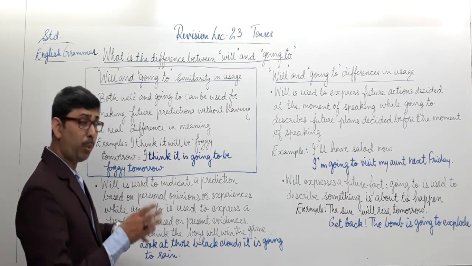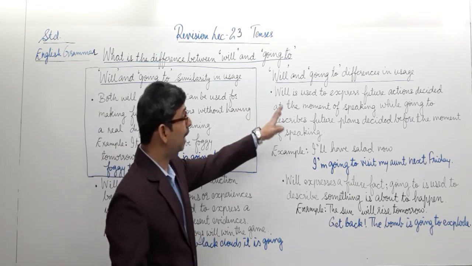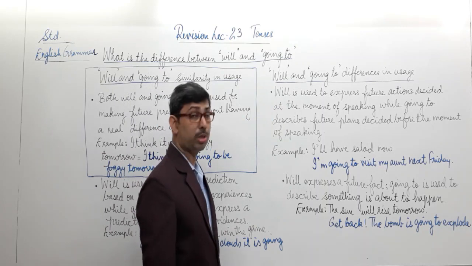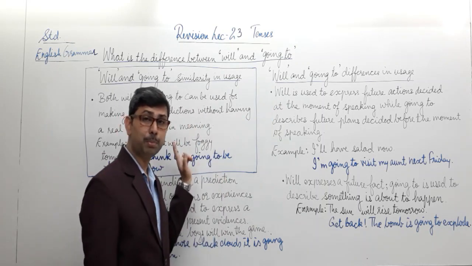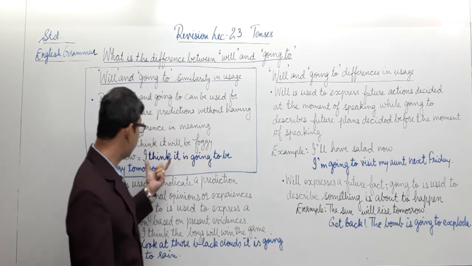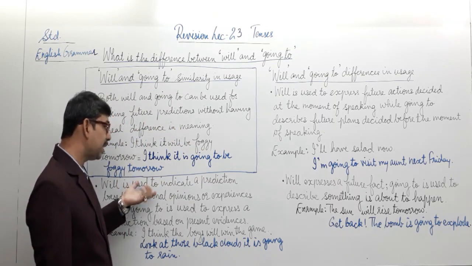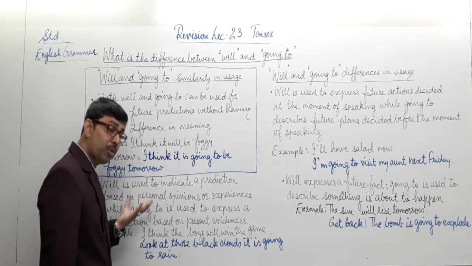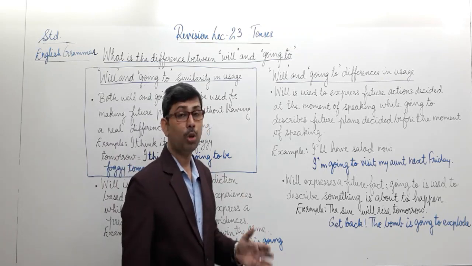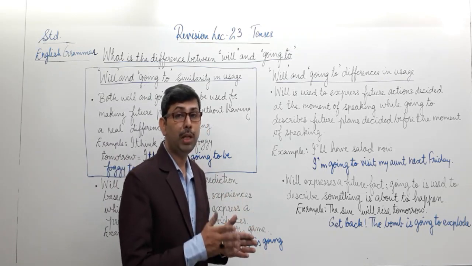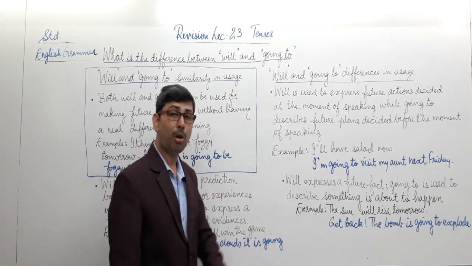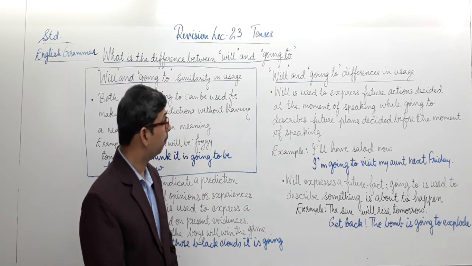However, we have differences, which I have placed on the other side of the board. Will and going to, difference in usage, just the opposite of what I tried to explain. On one hand, when we say we have similarity in usage, you can see in this sentence, I think it will be foggy tomorrow, it is equal to I think it is going to be foggy tomorrow. But we have a few points of difference in order to differentiate between the use of will and going to. There are 1, 2, and 3 points of difference that I have tried to pick up.